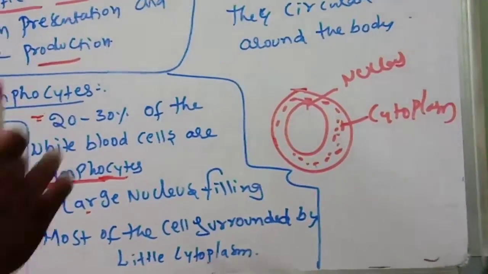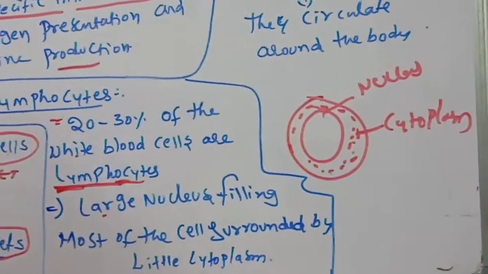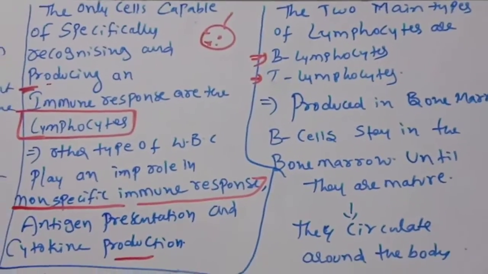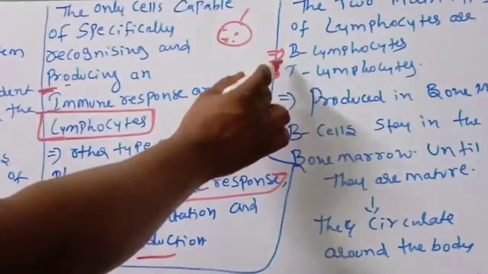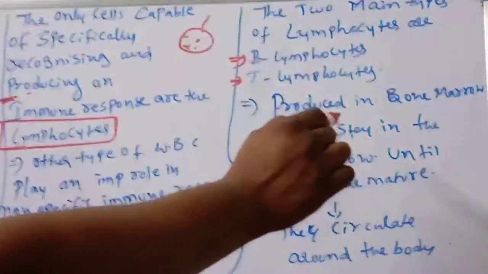The two main types of lymphocytes are B lymphocytes and T lymphocytes. B lymphocytes means bone marrow. B lymphocytes are from bone marrow. T lymphocytes are from thymus.